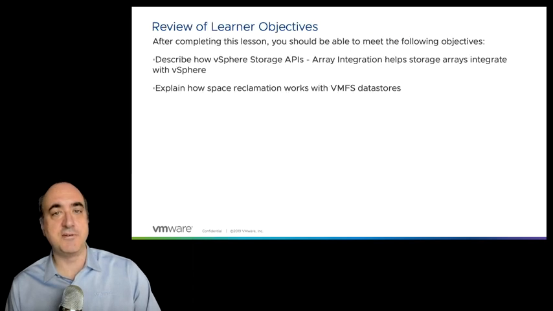So that ends our lesson on the vAAI set of APIs, where we described how the API's array integration helps with offloading our storage operations as well as with thin provisioning support. And we also showed how space reclamation works with VMFS datastores.